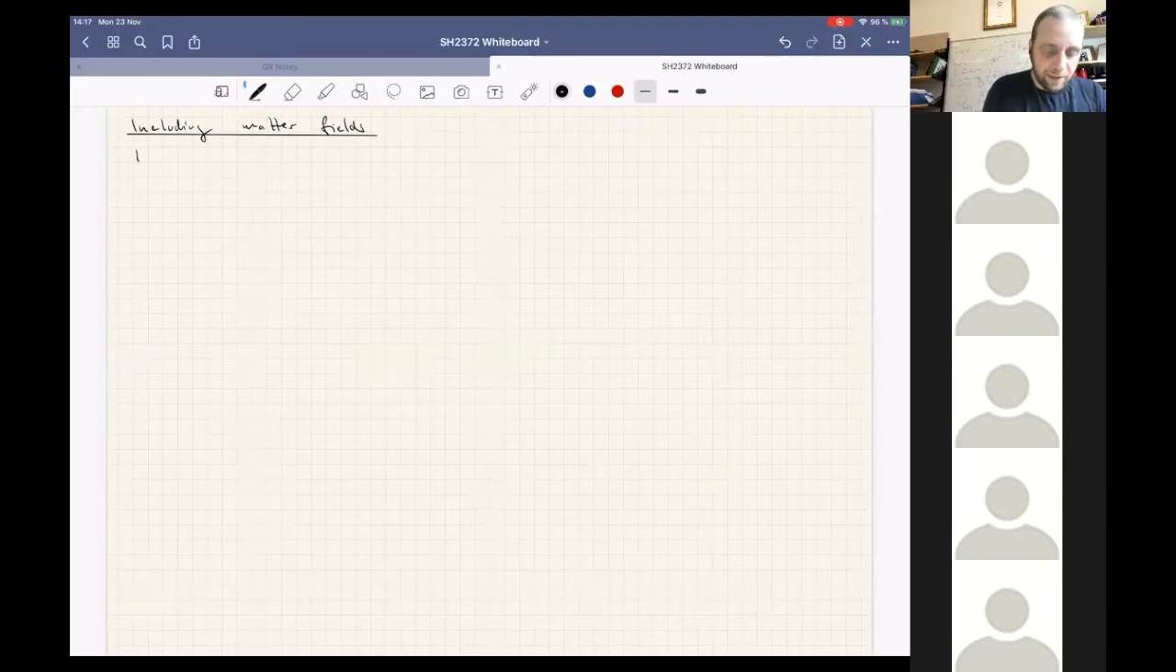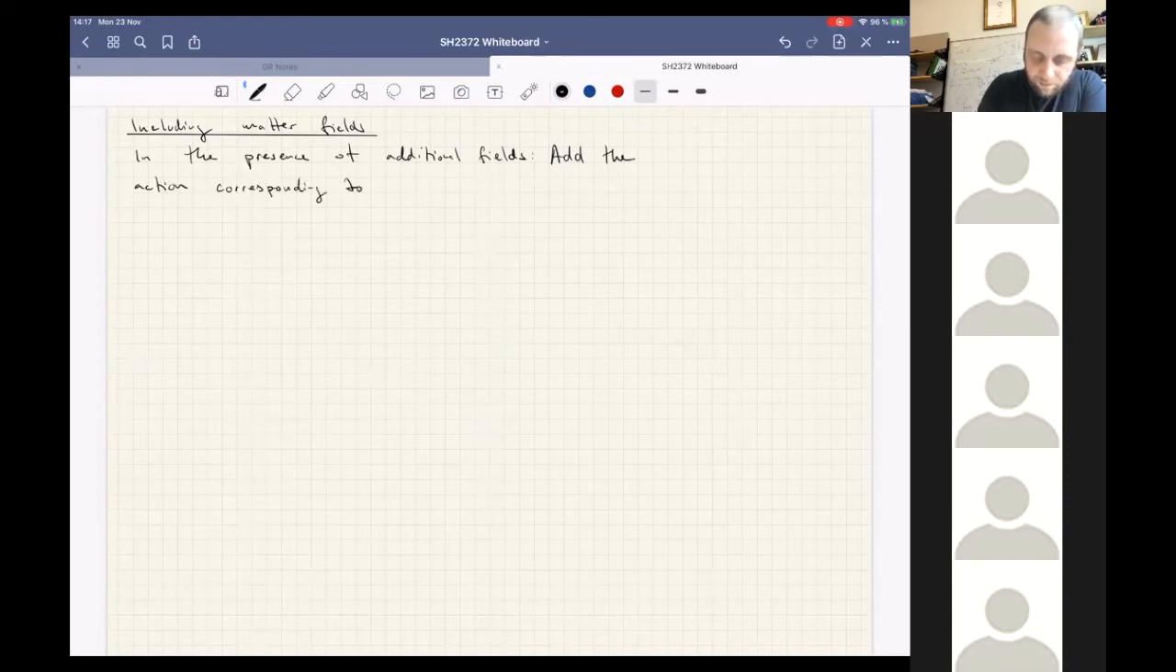So in the presence of additional fields, so this would be some fields defined on spacetime, so they're going to be essentially functions of the coordinates, then we need to add the action corresponding to those fields. So the total action, S, is going to be the Einstein-Hilbert action plus some additional action, which we are going to just put matter as the subindex.